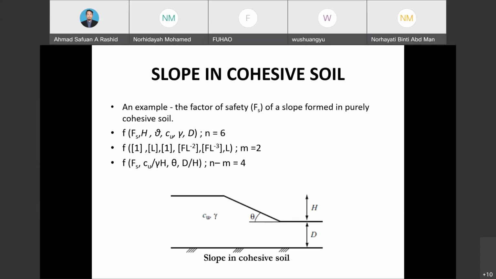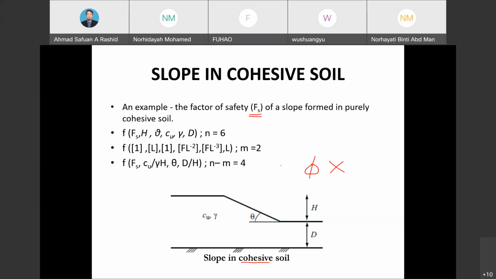So we have here a slope. It is already mentioned as cohesive, so it doesn't have a phi value. The output of this problem is the factor of safety, so we can find it here. This is the input, and this is the output.